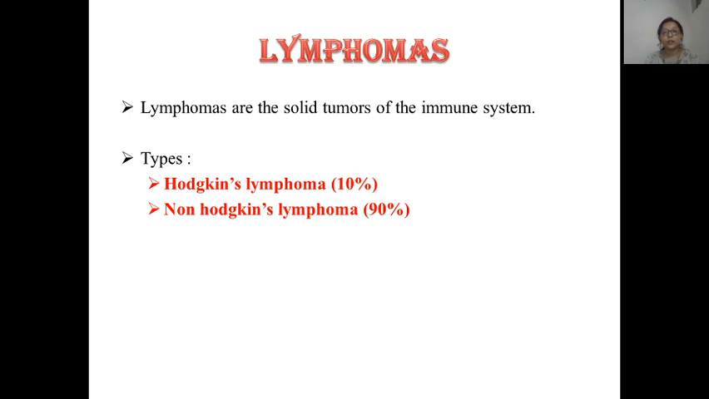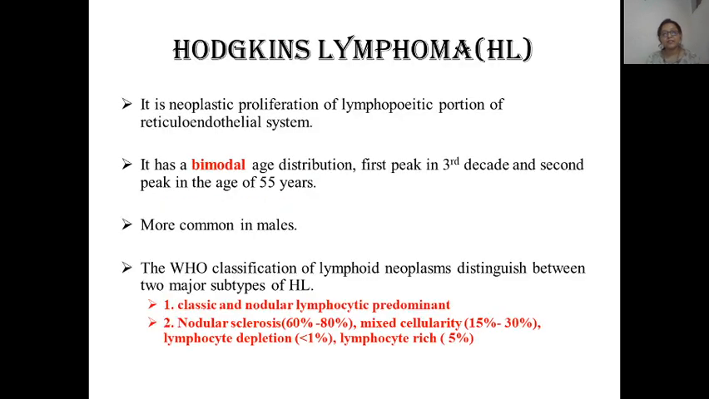Now, lymphomas. Lymphomas are the solid tumors of the immune system, and they are of two types. One is Hodgkin's and one is non-Hodgkin's. Hodgkin's lymphoma constitutes 10% of the total lymphoma, and non-Hodgkin's lymphoma constitutes 90%, and it is also known as lymphosarcoma.